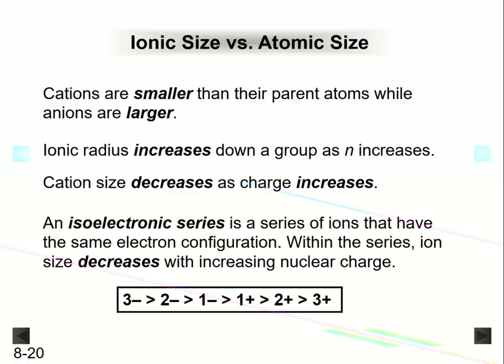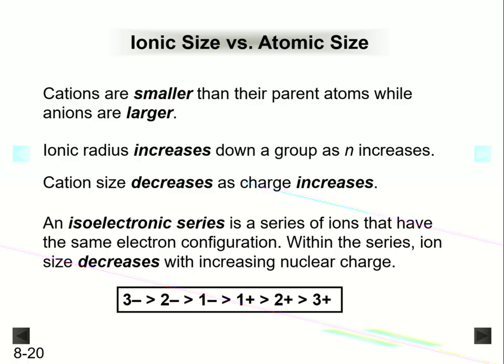The ionic radius increases down a group as n increases, which we expect. Cation size decreases as the charge goes up. So the +1 ion is the biggest, the +2 is the next biggest, the +3 would be the smallest of the group.